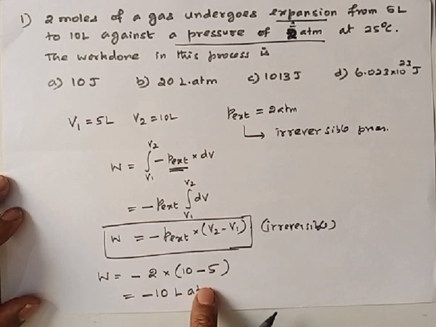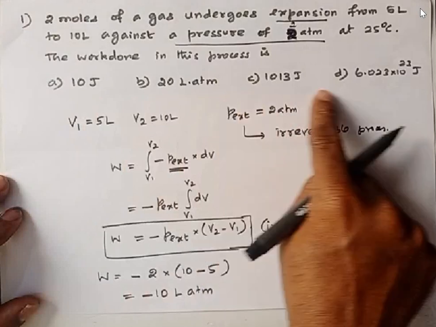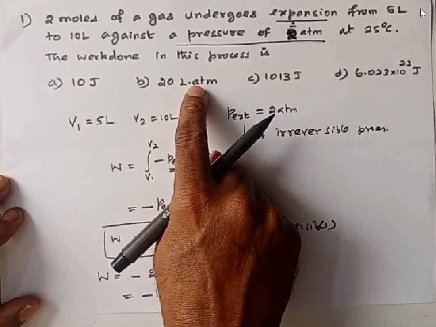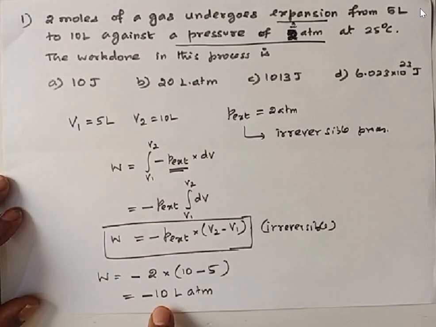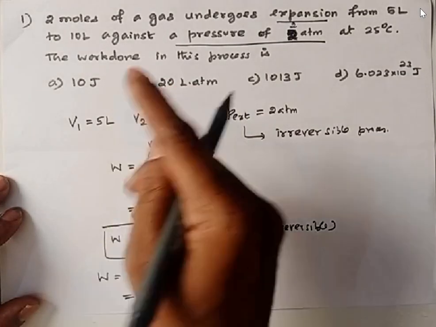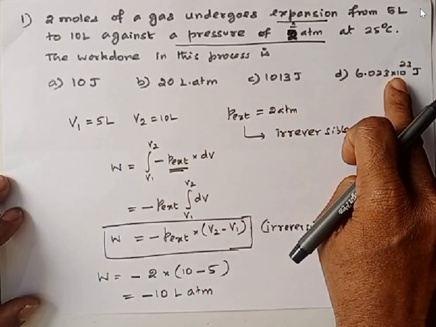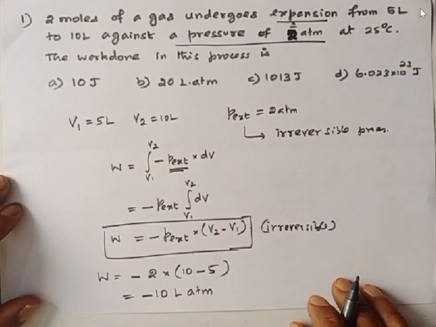Okay, you have to convert this 10 liter atmosphere into joules. See, in options, one option is with liter atmosphere unit, but here it is given 20 liter atmosphere, but the answer we got is minus 10. So option B cannot be the answer. The remaining three options have joules. So we should convert liter atmosphere into joule.